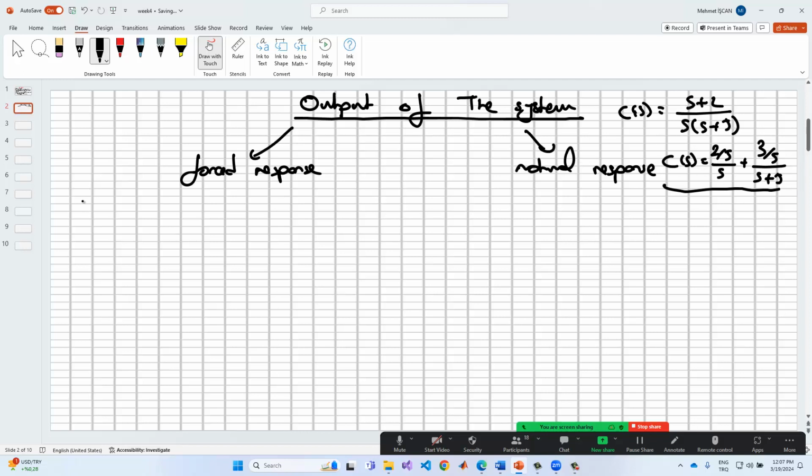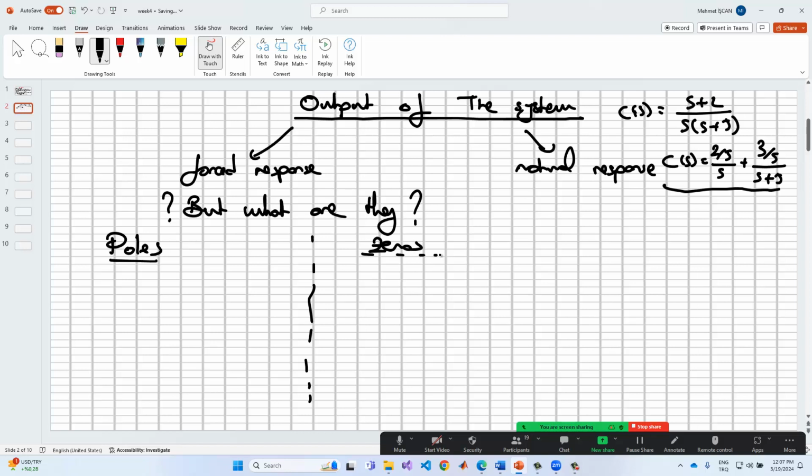Okay, and so, but how can we condition, or how can we adjust this response based on the poles, zeros, and system response? Okay, and so our basic question is that but what are they? We need to answer this question, and so we divide it into 3 sections in here, just like this one: poles, zeros and system response. Okay.